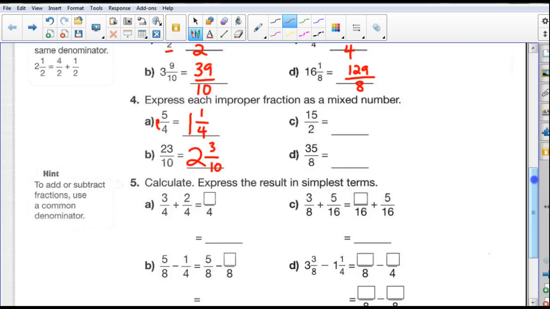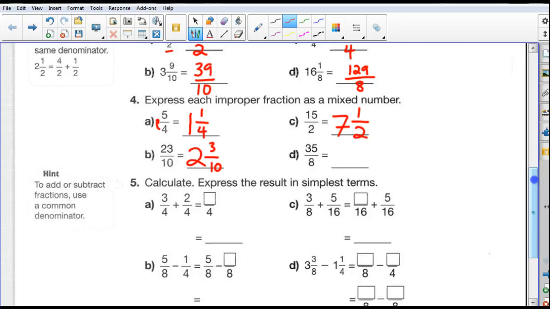Let's do C. 2 divides into 15 how many times? Well, we know that 2 times 7 is 14. That's as close to 15 as we can get without going over. So 2 times 7 is 14, so my first whole number is 7. The difference between 14 and 15 is 1, so I have 1 left over, and then I put my denominator back there, and I end up with 7 1/2.